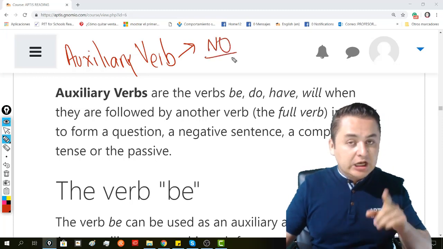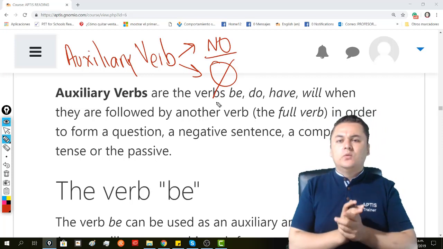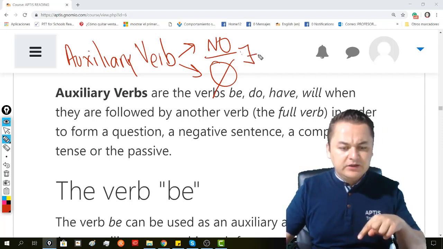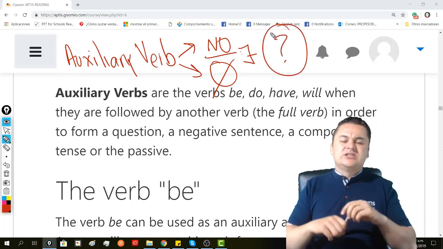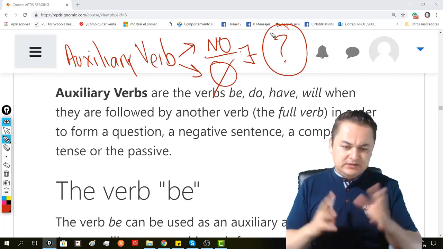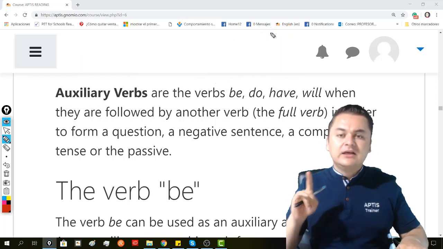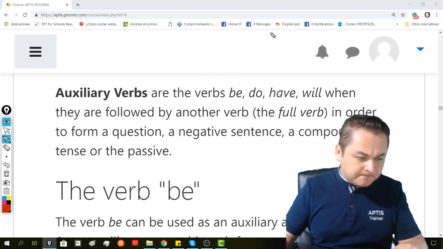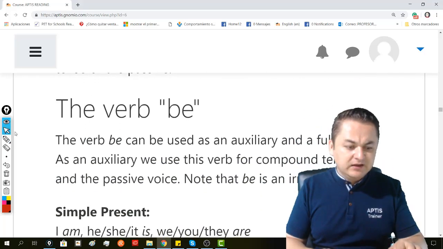Auxiliary verb, it means you want to do two things. You want to say no, or you want to negate. You want to say no with a question. Here, you just want to say no, or you want to ask something. If you have these two purposes, either to say no or to ask a question, then you need an auxiliary verb in English. Let us talk about the most common auxiliary verbs in English.